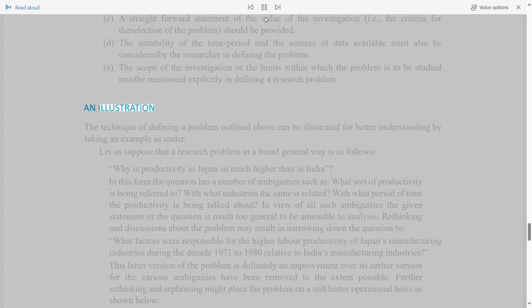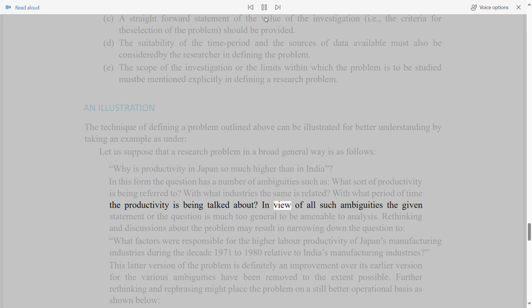An illustration. The technique of defining a problem outlined above can be illustrated for better understanding by taking an example as under. Let us suppose that a research problem in a broad general way is as follows. Why is productivity in Japan so much higher than in India? In this form, the question has a number of ambiguities, such as, what sort of productivity is being referred to? With what industries the same is related? With what period of time the productivity is being talked about?